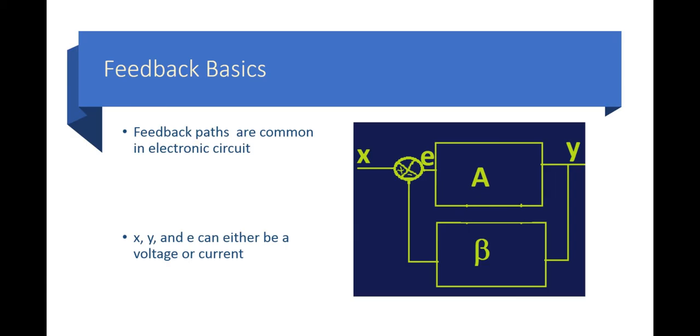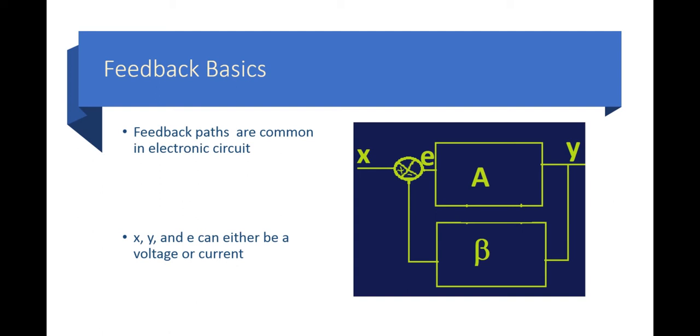So here you can see a general block diagram for a system with feedback. Here X is the input, Y is the output, and E is the error signal in the terminology of control theory, which is equal to X minus beta Y. So generally speaking, A will be the gain of the amplifier without feedback, and beta is the gain of the feedback path.